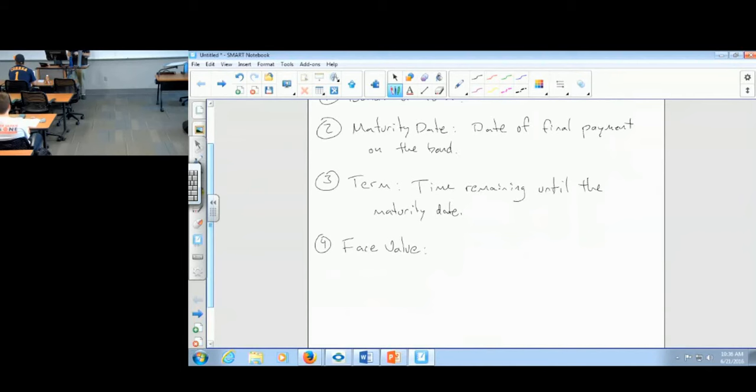All right, face value of the bond. We're going to have a funny textbook definition first. This is the notional amount used to compute the coupon interest payment.